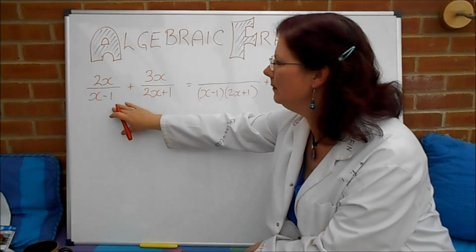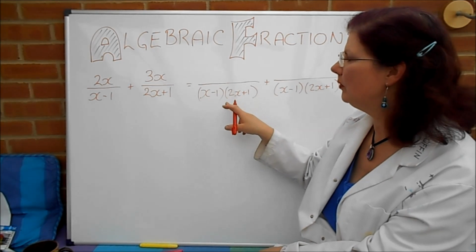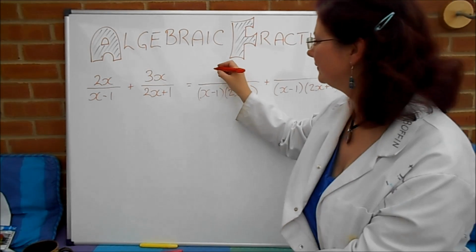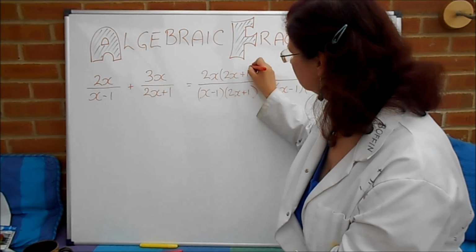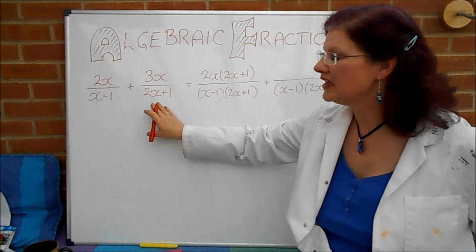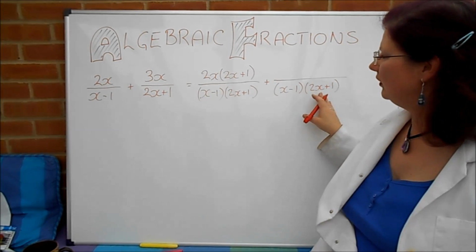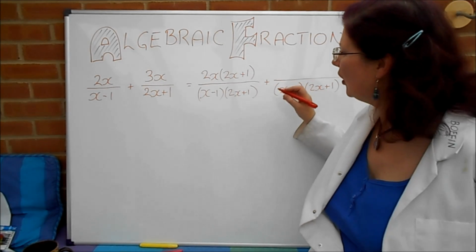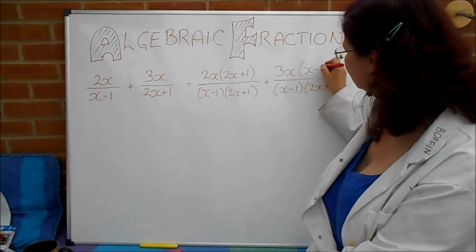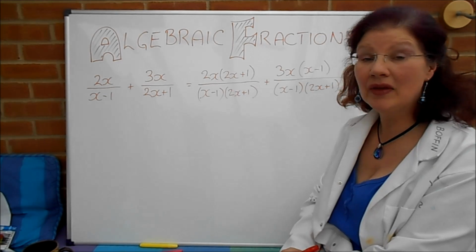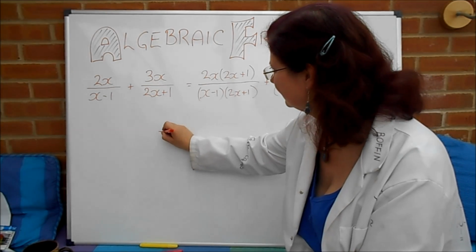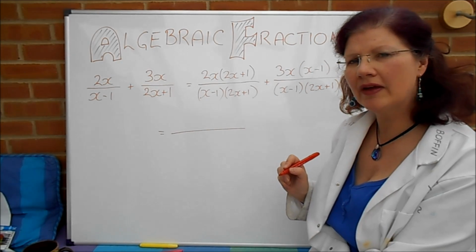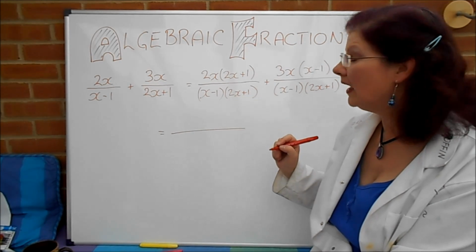For the left hand one, whatever you do to the bottom, multiplied it by that bracket, we do the same to the top. And for the right hand fraction, whatever you've done to the bottom number, multiplied it by that bracket, you do the same to the top. Okay? And then we just add the tops. I think I'm going to multiply out the bottoms at this point as I go along.